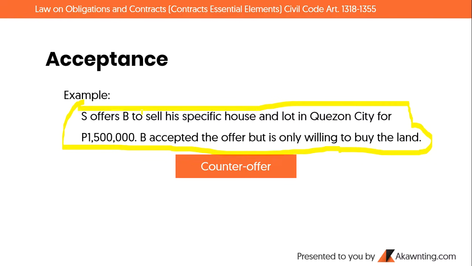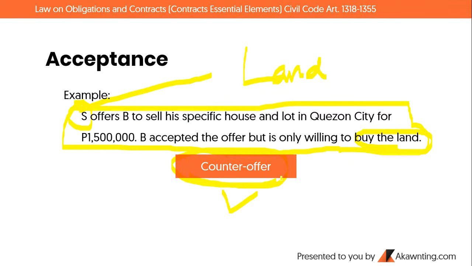Actually, this is a counter offer. This is what we call a counter offer. Okay? Ang sabi niya kasi, willing lang siyang bilhin yung lupa. So, in this case, pag si S okay lang siya doon sa bilhin lang yung land, ibig sabihin, the counter offer was accepted. If the counter offer was accepted, we have consensus. We have consent. Okay? So, in that case, it will lead us to the perfection of a contract. So, tatandaan nyo po yung term na yan, counter offer. Kapag hindi absolute yung acceptance, we have counter offer.